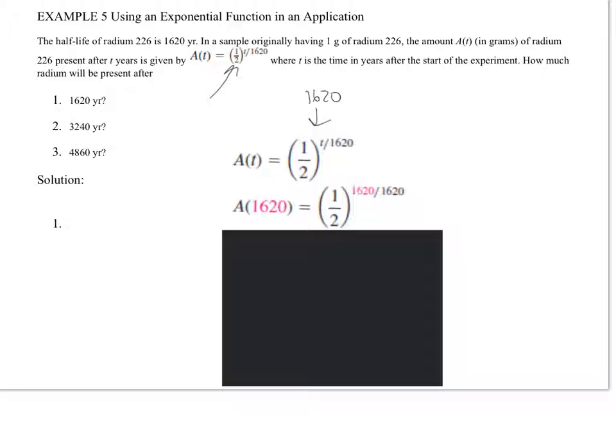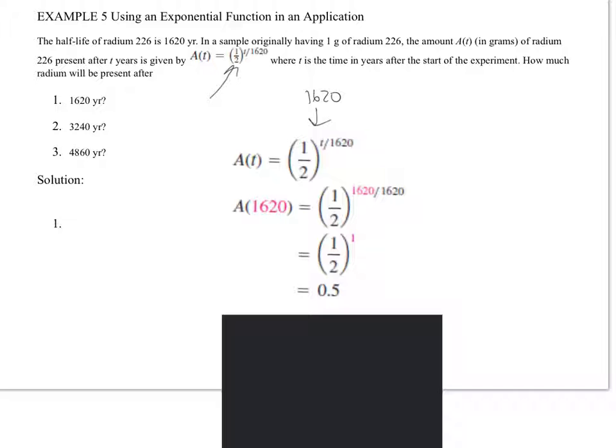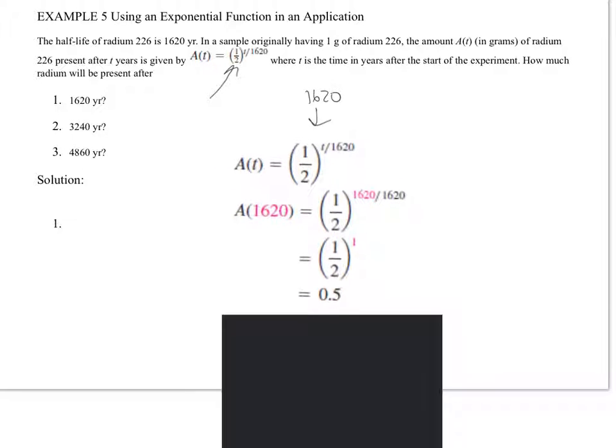So we go ahead and enter in 1620. And what's nice about this is our exponent becomes what? It becomes 1. Now, if you forget that, just think of me, number 1. We do the math, and anything raised to the power of 1 is itself. So we end up with one half for our solution. And let's see if this makes sense.